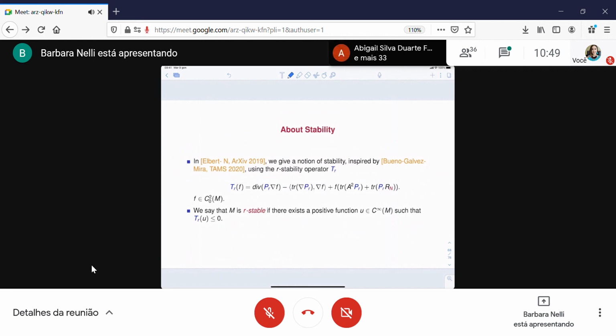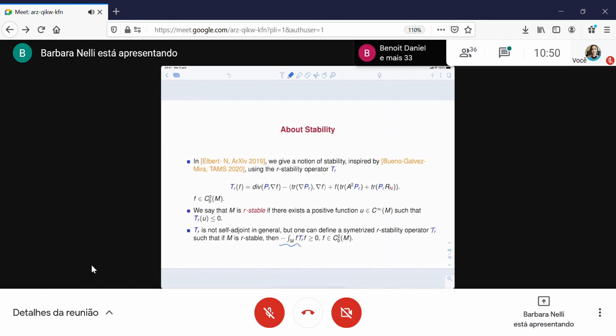Another way of giving the notion of stability. Of course, T_R is not self-adjoint in general, but in fact, we can define a symmetrized R stability operator such that if M is R stable, then you have this. So you can work also in this sense with the stability operator, that is a nice one.